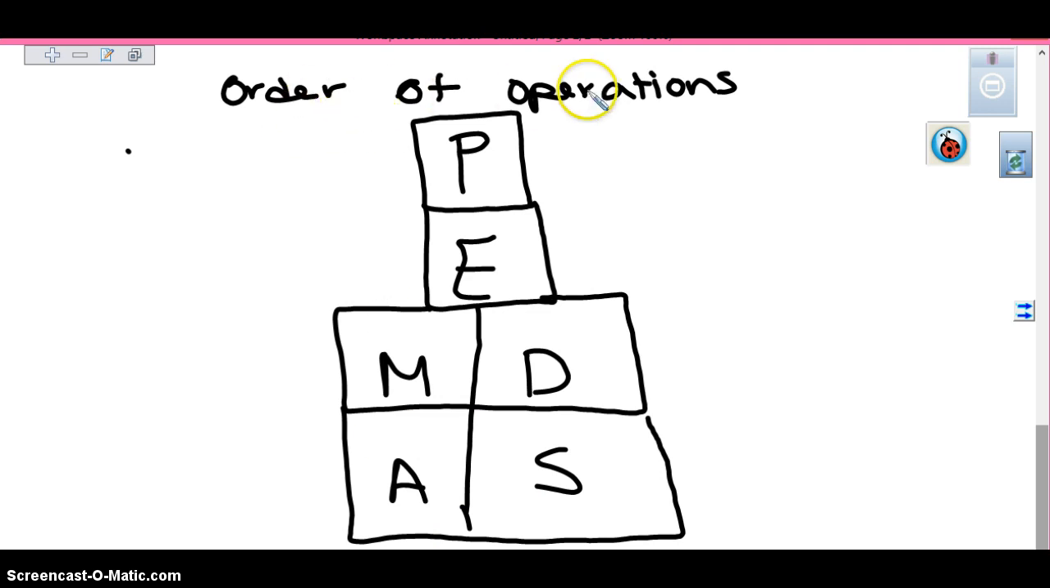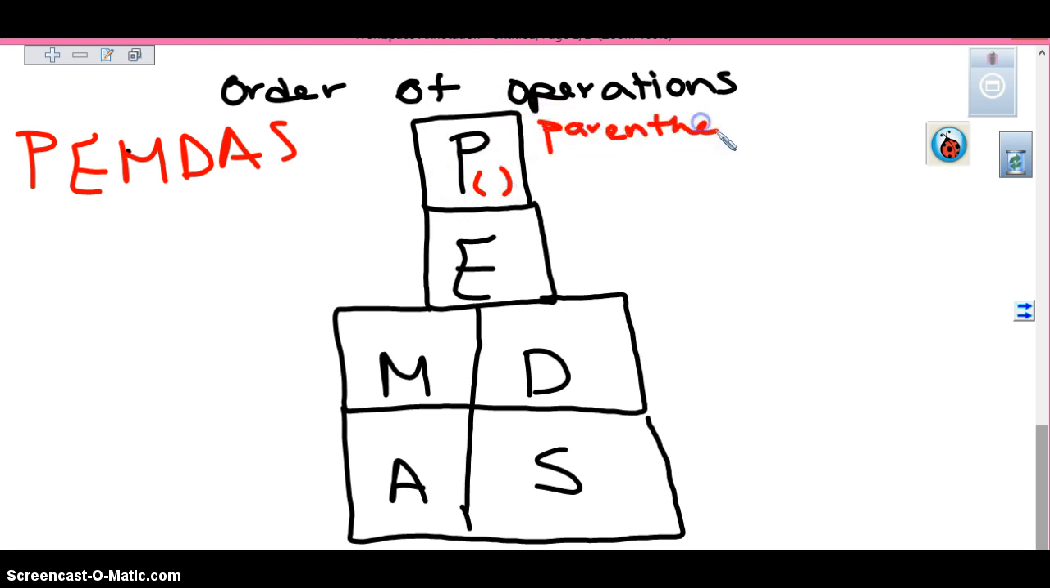So when we're talking about order of operations, we can remember it using the acronym PEMDAS, or please excuse my dear Aunt Sally. What does P stand for? P stands for parentheses. And I'm going to write my parentheses in here. Parentheses or any grouping symbol. What's a grouping symbol? The brackets.